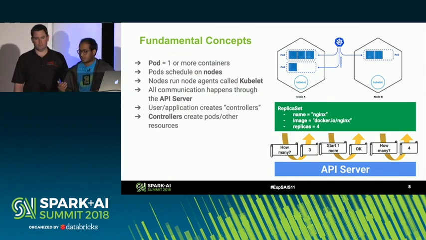Controllers, you can think of them as a glorified control loop. All it's doing is talking to the API, finding the current state of whatever resources you want to control, comparing it with the desired state that you've expressed to it, and reconciling it constantly. A replica set, for example, is a built-in controller in Kubernetes. I've just told the Kubernetes API, give me a replica set that's running Nginx, and give me 4 replicas of that. In that case, that controller is running within Kubernetes and constantly reconciling with the API server to ensure that I have 4 replicas running at all times.